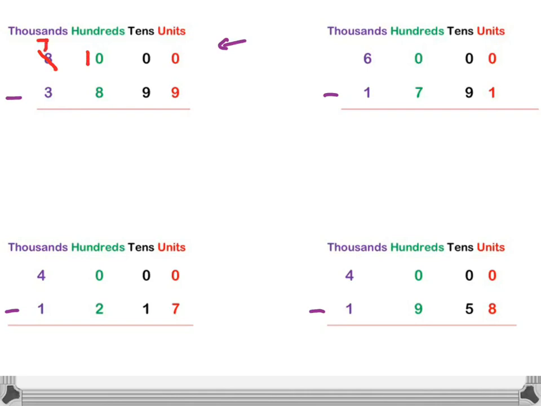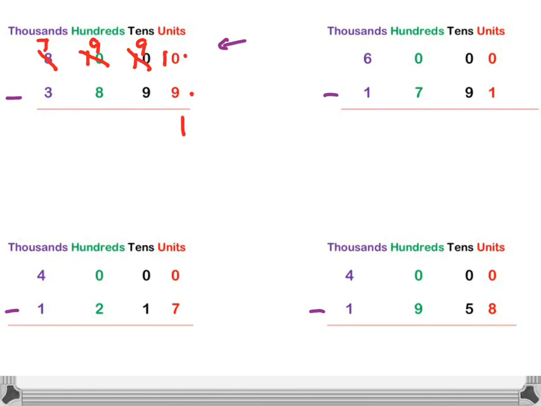Then we're going to give here to the hundreds. The hundreds is going to take 1 away from 10, becomes 9. Give 1 to the tens. The tens is going to take 1 away from that 10, becomes a 9. Give 1 to the units. That now becomes 10. 10 minus 9 is 1.